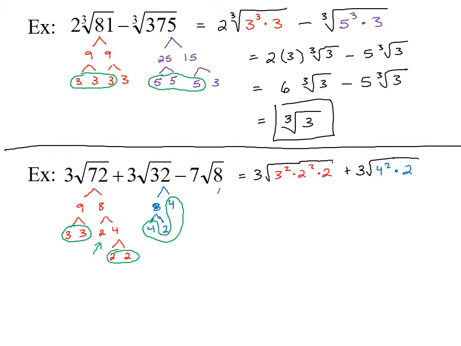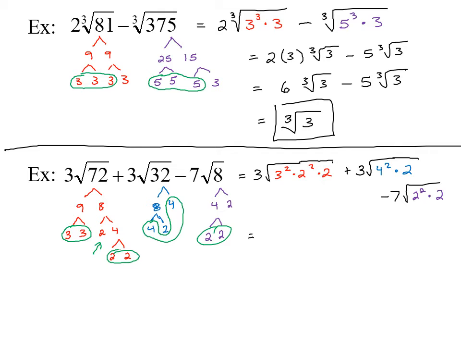And then the 8 is 4 times 2, or 2 times 2 times 2. I need a group of 2 to pull in front, and that'll leave me 1 2 left over. Notice, if you have 1 2 left over on the first one, you should have 1 2 left over on all of them, or you won't be able to add and subtract them. So I'll end up with a minus, I'm going to kind of write this underneath it, minus 7 times the square root of 2 squared times 2.